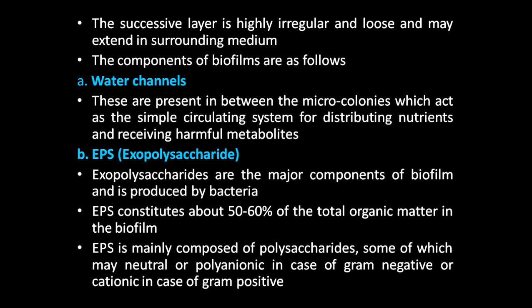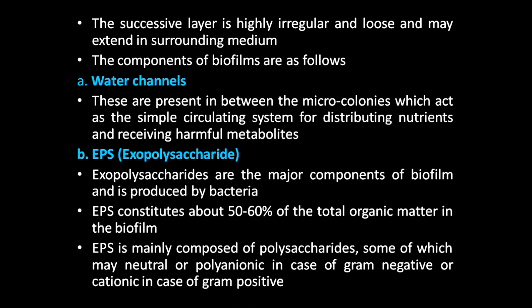The first one is the water channel, which is very important. This water channel is found between the microcolonies and acts as a simple circulating system for the distribution of nutrients and removal of harmful metabolic waste products. All these compounds can enter various parts of the biofilm through this water channel. So it is very important for the survival of the organisms found within the biofilm.